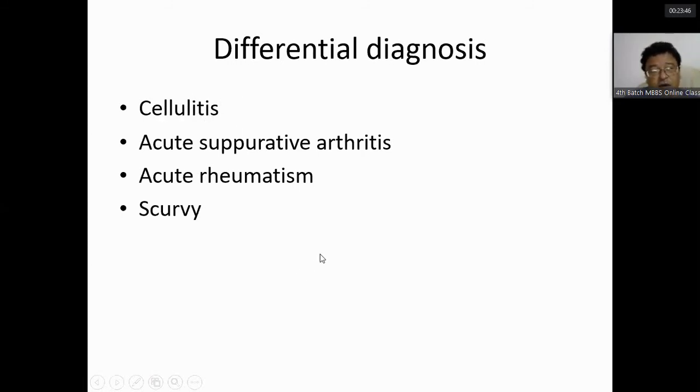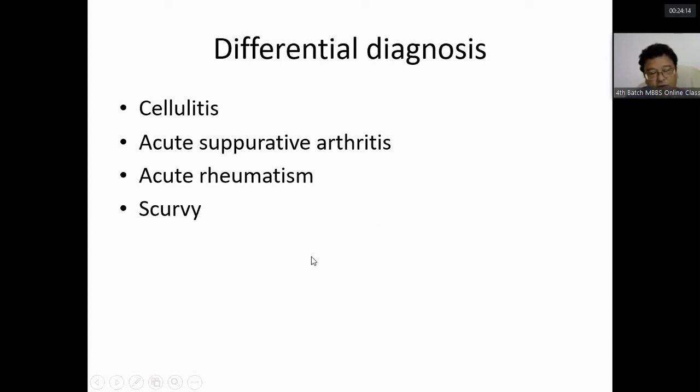Other is the arthritis, the infection of the joint. And other is acute rheumatism, so of the rheumatic fever, where you have this migrating polyarthritis. The other differential diagnosis is scurvy. Now to know this, you have to do an X-ray. When you do an X-ray, you'll see that the subperiosteal area is elevated.